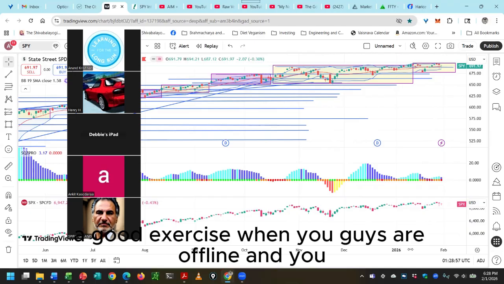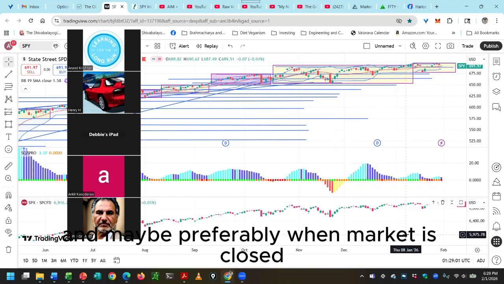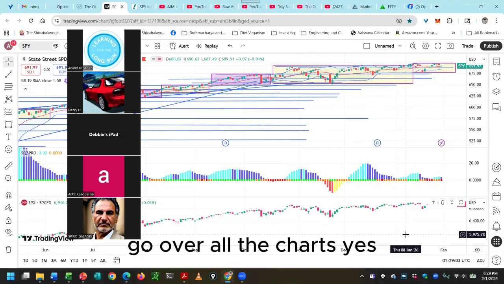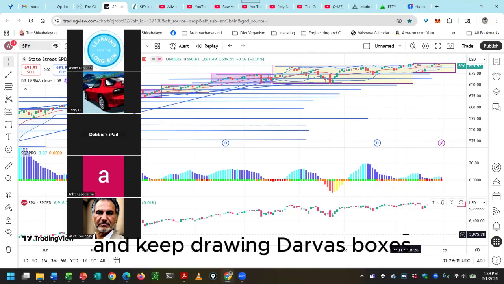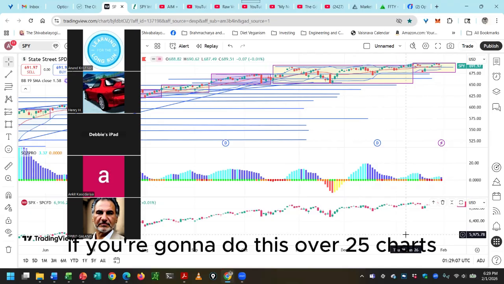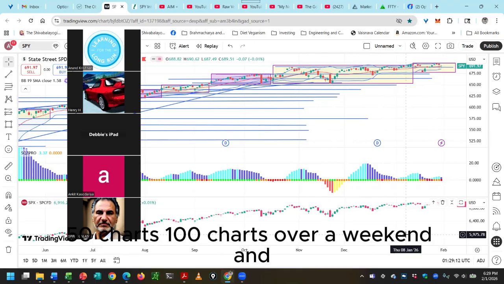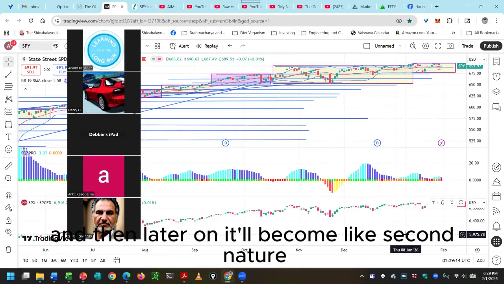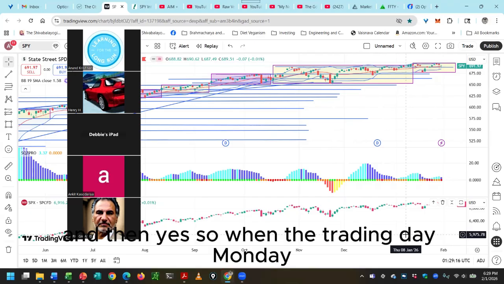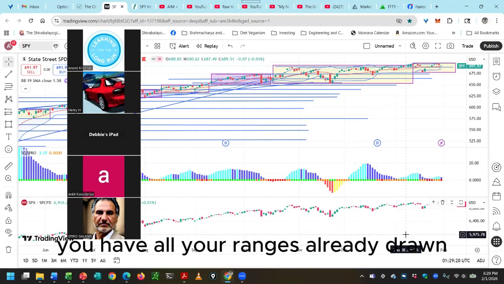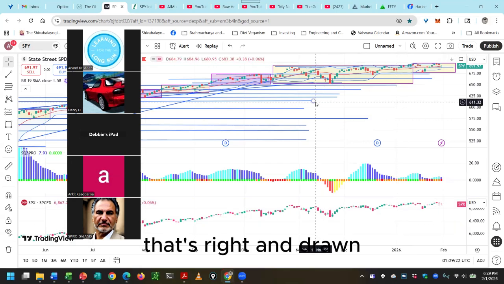A good exercise when you are offline, and preferably when the market is closed, is to go over all the charts, all the stocks that you like, and keep drawing Darvas boxes. If you do this over 25 charts, 50 charts, 100 charts over a weekend, later on it'll become like second nature. And then when you get to the trading day on Monday, you have all your ranges already drawn.